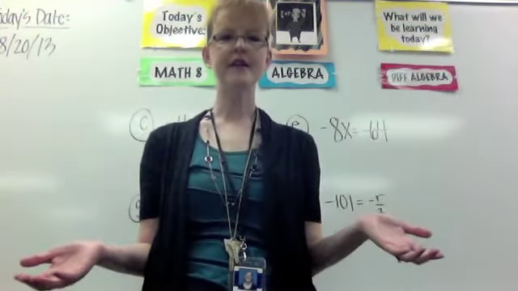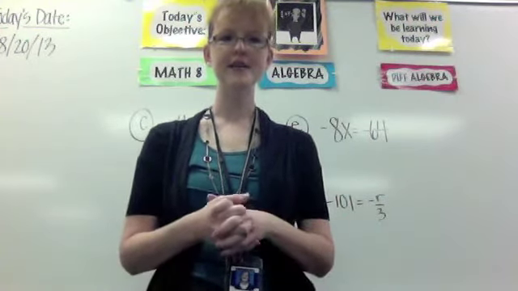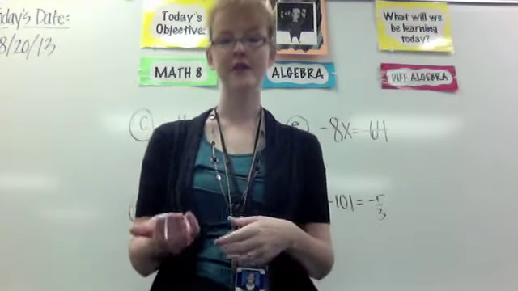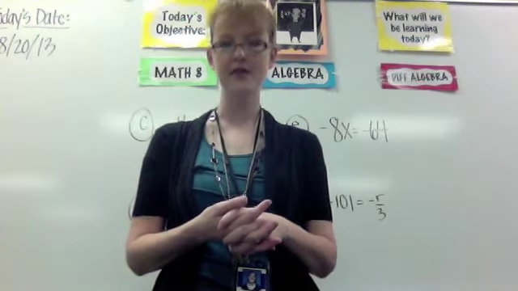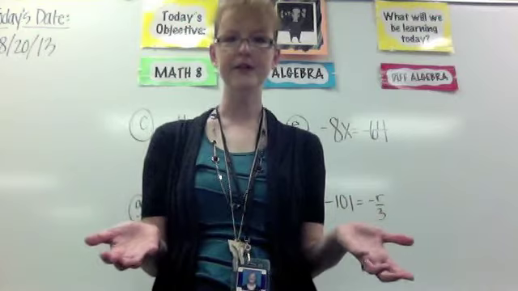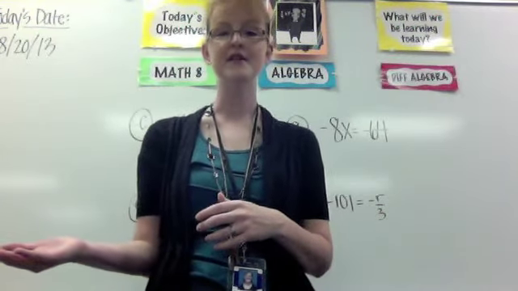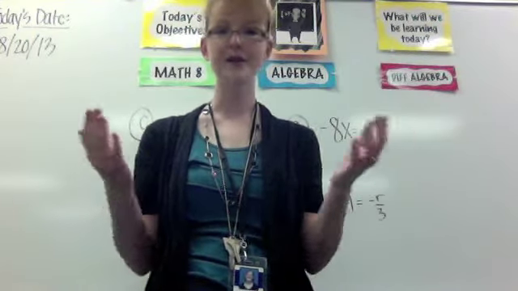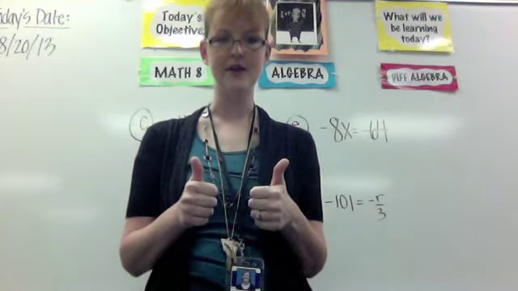I would imagine somewhere along the lines, either a parent or a teacher or another adult has mentioned living by the golden rule. The golden rule says, do unto others as you would have them do unto you. In the same way, when we solve equations, we're going to follow the golden rule of algebra. And the golden rule of algebra is, whatever I do to one side of the equation, I must do the exact same thing to the other side of the equation. As long as we follow this golden rule of algebra, we will be awesome at solving equations.